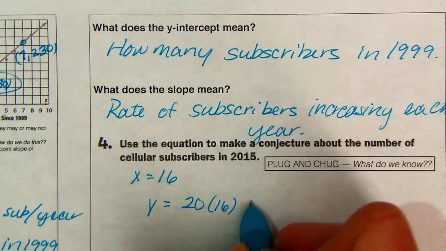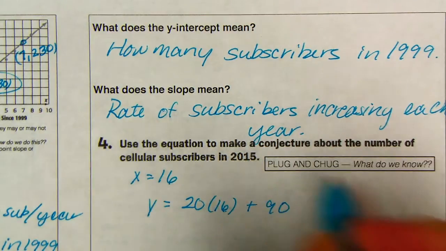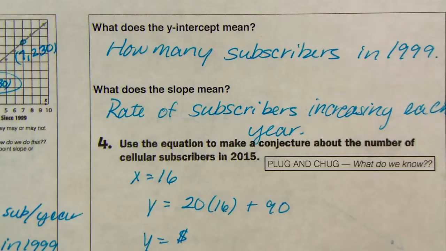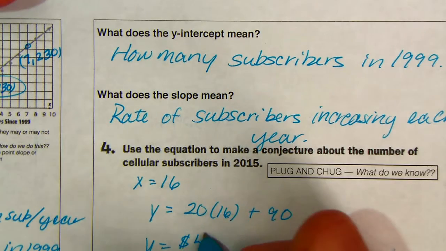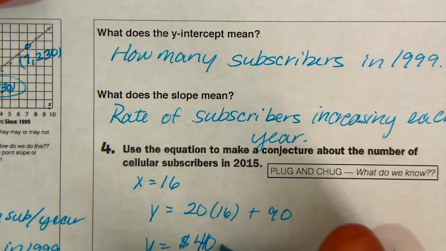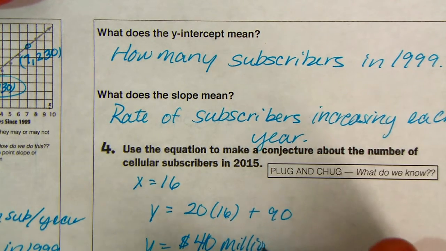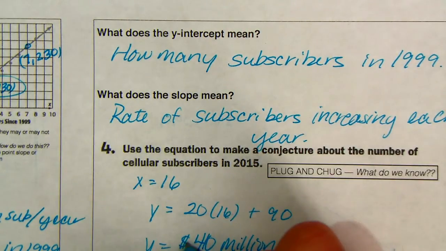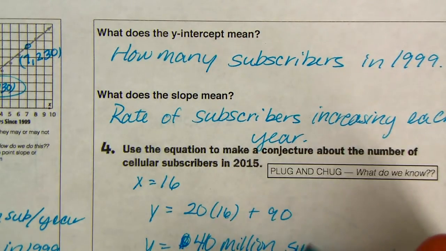So 16 times 20 and then plus 90 is 410 million, no dollar sign, sorry about that. 410 million subscribers. Let me rewrite that because that's bad.